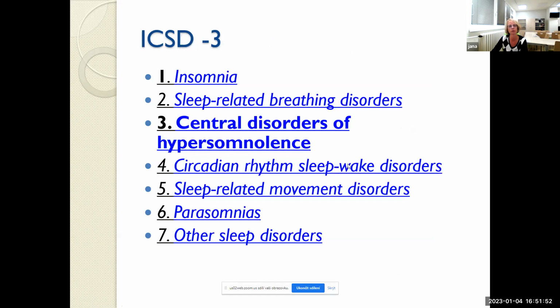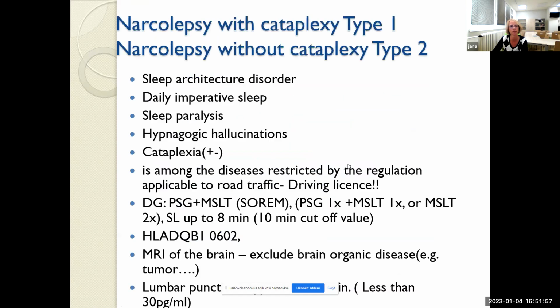Now let's move to central disorders of hypersomnolence. I would like to point out narcolepsy, either with or without cataplexy. If it's with cataplexy, which means atonia of your muscles when awake, then it is type 1, and narcolepsy without cataplexy is type 2. What is it? It is a sleep architecture disorder. The patient has daytime problems with imperative sleeps. It's sort of like a seizure of sleep. Immediately the patient falls asleep without wanting to.